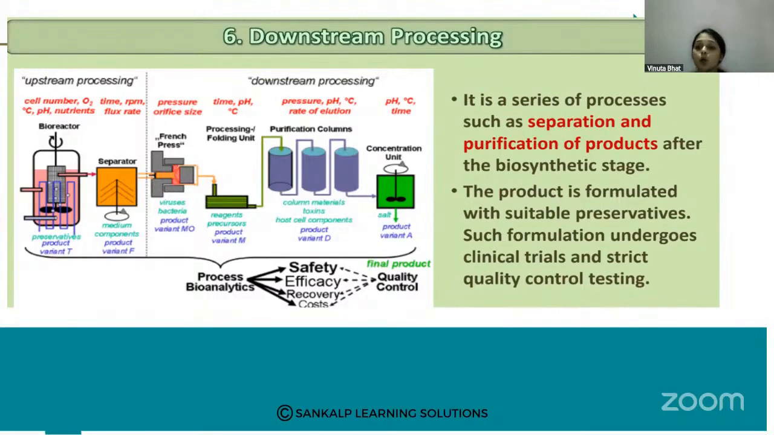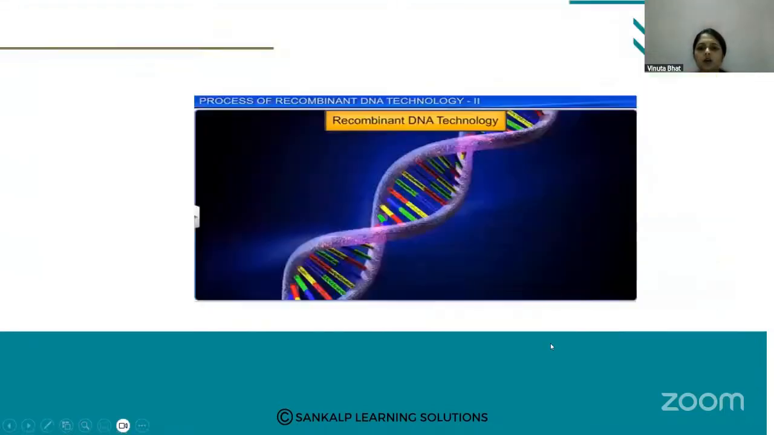The product is formulated with suitable preservatives, and the formulation undergoes clinical trials and strict quality control and testing. So here, the product that we have obtained should undergo some clinical trials and strict quality control and testing, and then only it is allowed to the market. So that is called downstream processing.